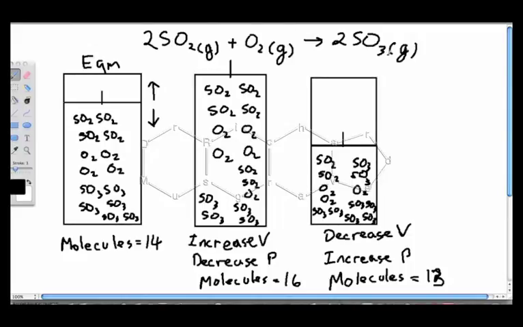If it turned out that the number of gas molecules wasn't changing, going from the reactants to the products or products to the reactants, then increasing the volume or decreasing the volume would have absolutely no effect on the equilibrium.